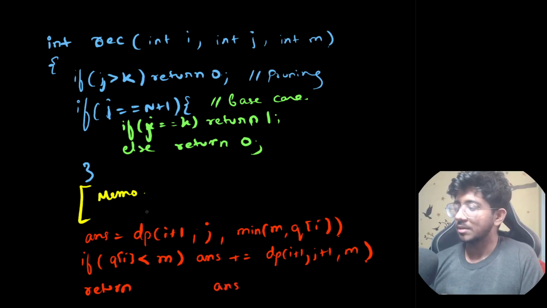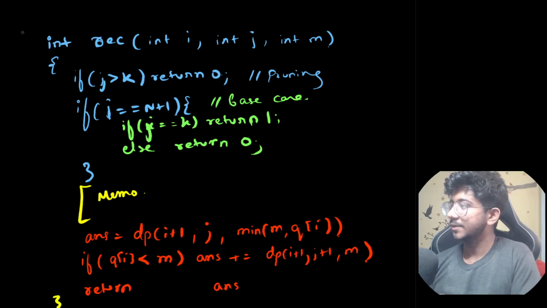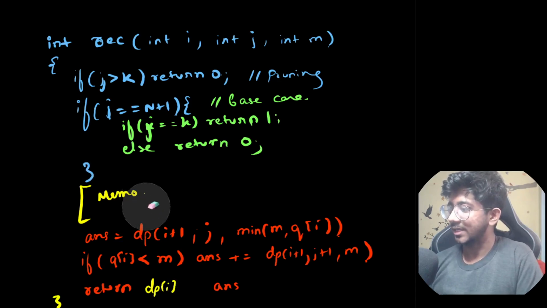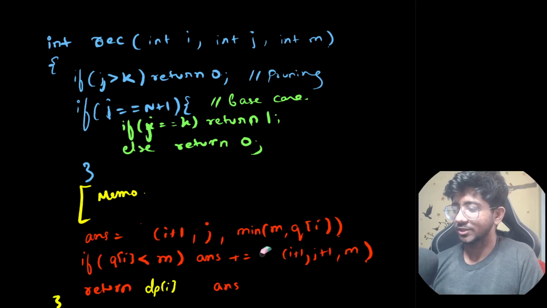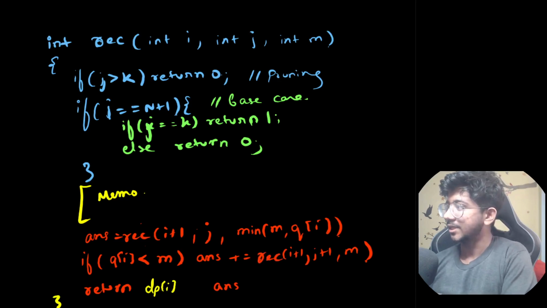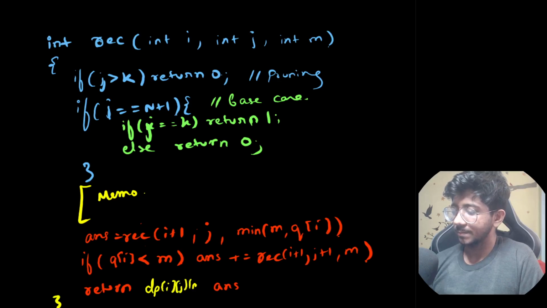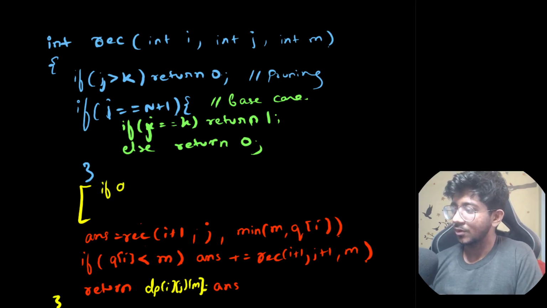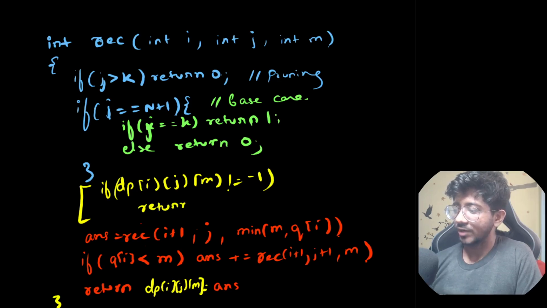We want to return answer, but now we add the memorization step over here, right? So we write DP of I. I think I should be writing recurrence over here, because the function name is recurrence. I mean, essentially it's just the DP, but it's calling the function recurrence. It's going to return the value from the DP table itself, right? DP of I comma J comma M is equal to answer. And over here at memo, since it's counting, every value is going to be positive. So we can use: if DP of I comma J comma M is not equal to -1, then return that saved value.